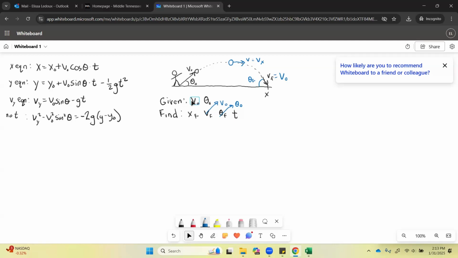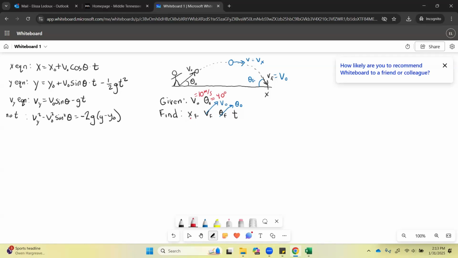So let's give some actual numbers though for initial velocity. We'll say that is 10 meters per second. And we'll say that initial angle equals 40 degrees. And we need to find the final position and the time.